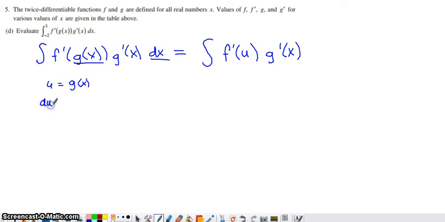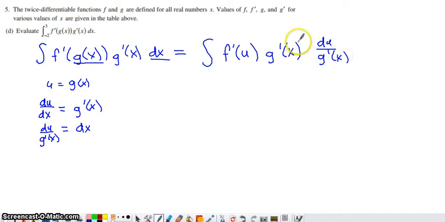So we would compute the derivative of u with respect to x, and the derivative of g is g prime. What does dx equal? We'll multiply by dx, divide by g prime, and what you're going to be putting in place of dx is du over g prime of x. So we're going to have du over g prime of x. This cancels with that, so that's nice. We needed that to happen.